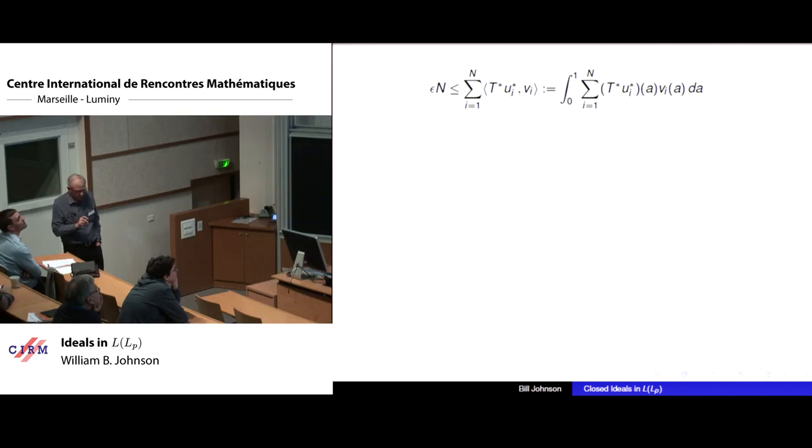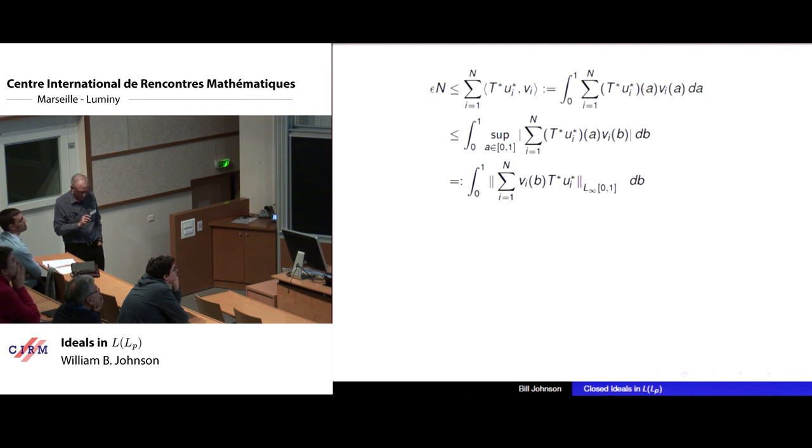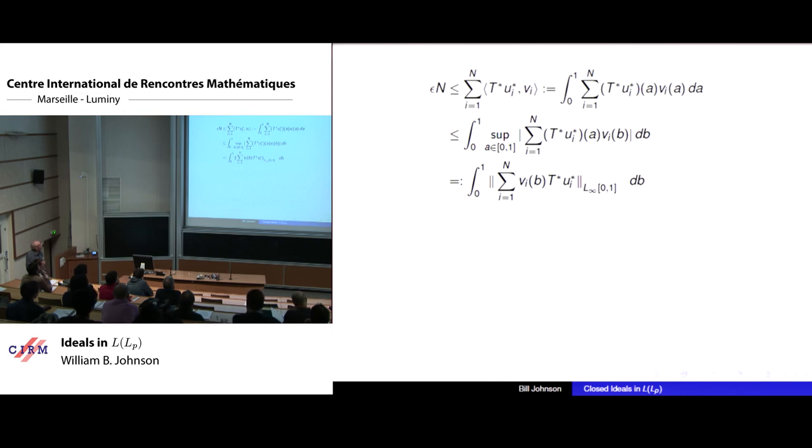Now you do something completely trivial. You change this A to B. I just changed this A and this A to B, and I sup over this A. That's a very weak inequality. But the advantage of doing that is that that's just an L infinity norm, okay? And now this T is a bounded operator between L1, so T star is L infinity, so you can pull this operator out. That's not too deep.